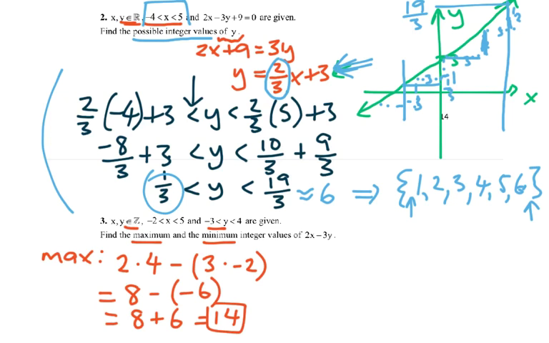Alright, so now let's find the minimum. So for the minimum, 2x, the smallest value of x, it looks like it has to be minus 1. So minus 1 minus, we want to have something, subtracting something very large here. So if we get 3, the largest value, less than 4 would have to be 3. Alright, so then we've got minus 2 minus 3 times 3 is 9. The minimum value must be minus 11.